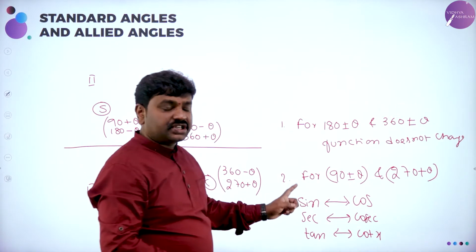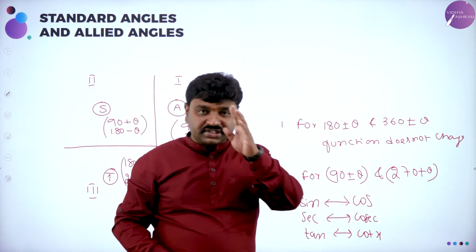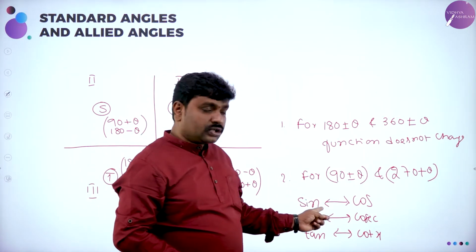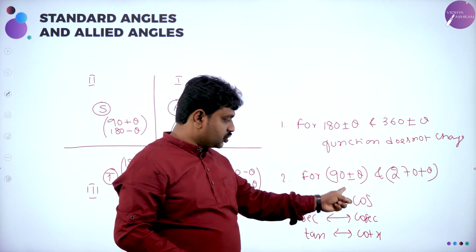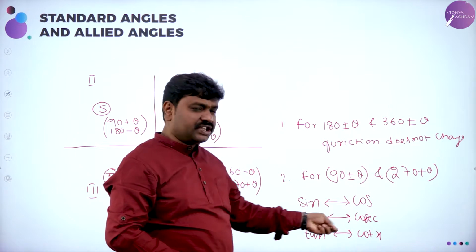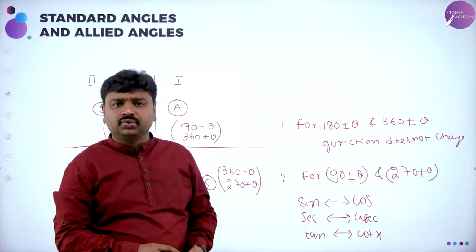When does function change? For 90 and 270, function changes. How does it change? To co-ratio. If it is sine, it will become cos, and if it is cos, it will become sine. Secant changes to cosecant, cosecant changes to secant, tan changes to cot, and cot changes to tan.